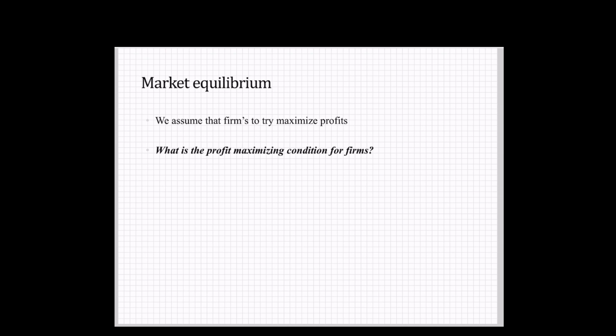We'll first look at the market equilibrium. So we'll assume that firms try to maximize profits. What is the profit maximizing condition for the firms? Well, profit is total revenue minus total cost. All right, and if we look at the profit for steel, we would have total revenue steel minus total cost, which is, if I recall, $8 times S, right? That's total revenue minus S squared. So that's our profit function.